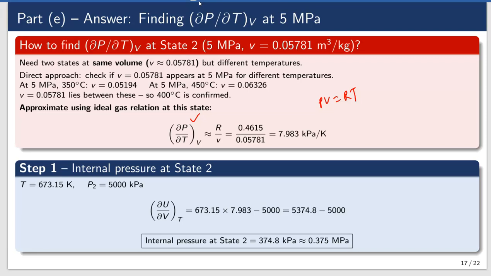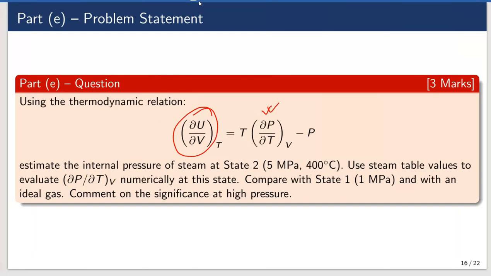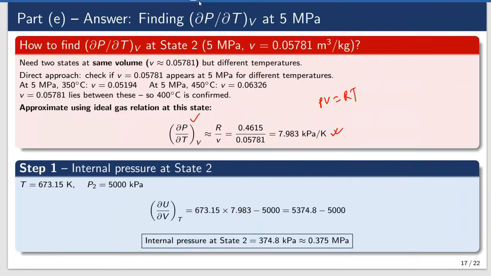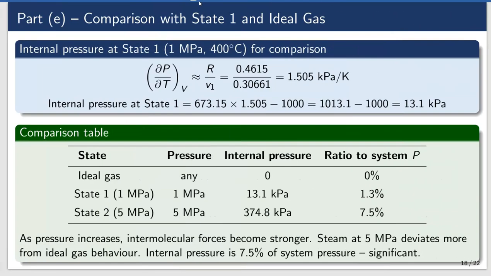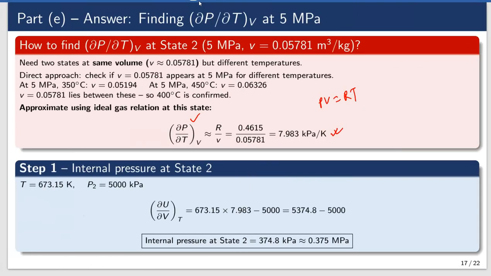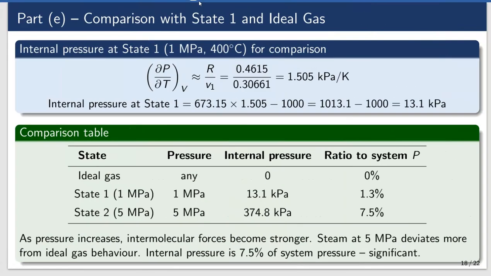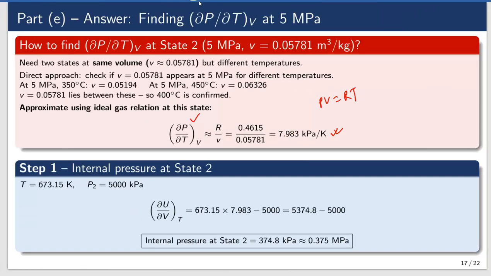So we got dou P by dou T at constant volume as 7.983 kilopascal per Kelvin. If we know this, we can easily calculate dou U by dou V at constant T using this formula. Here we have to calculate that, and it is something like 374.8.